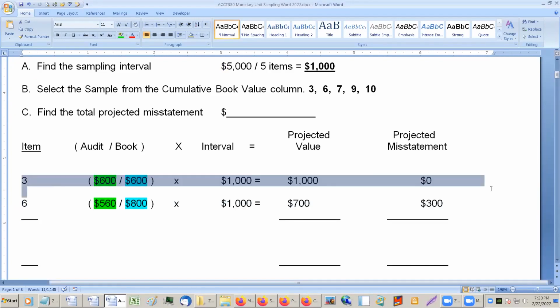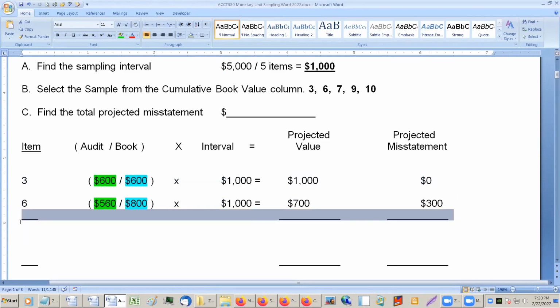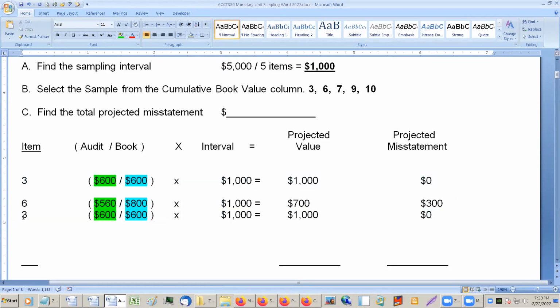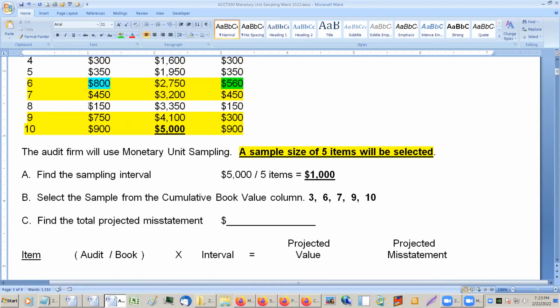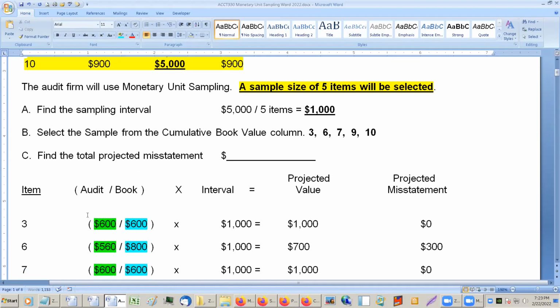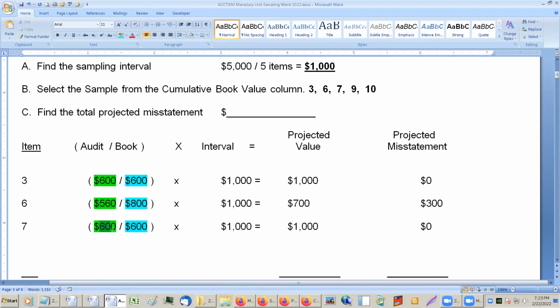I think this next one, okay. Next one is 7. So for 7 we had 450, and this is 450. They're both 450, so we are okay.